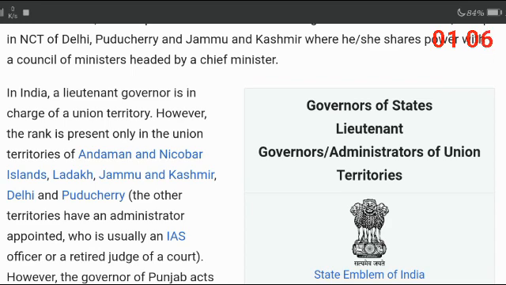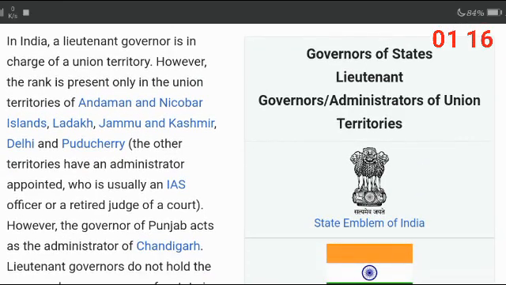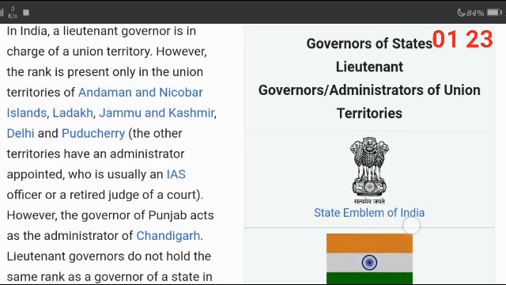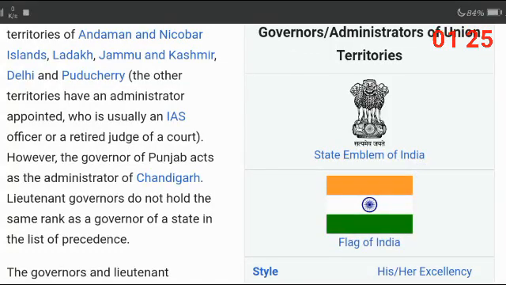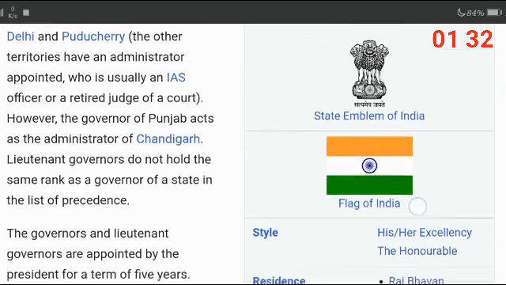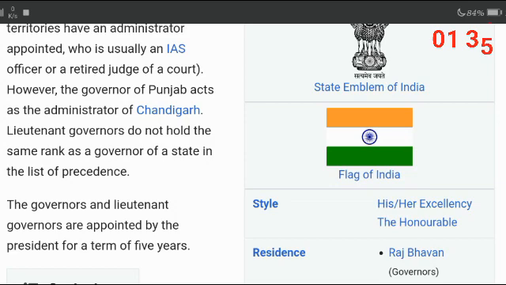However, the rank is present only in the union territories of Andaman and Nicobar Islands, Ladakh, Jammu and Kashmir, Delhi and Puducherry. The other territories have an administrator appointed who is usually an IAS officer or a retired judge of a court. However, the governor of Punjab acts as the administrator of Chandigarh. Lieutenant governors do not hold the same rank as a governor of a state in the list of precedence.